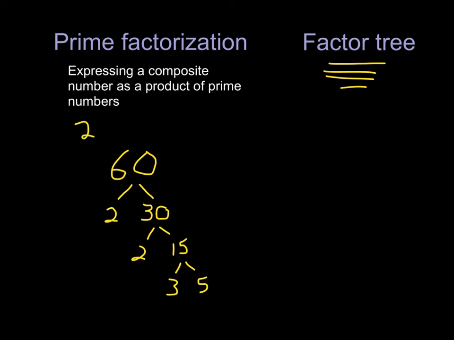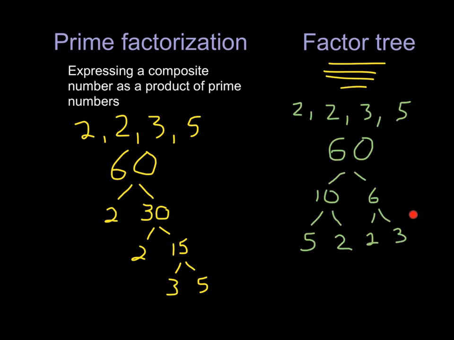Now I could check that by multiplying these. So let's just try it. Actually, I'm going to do it this way. I'm going to go 2 times 5 is 10. And then 10 times 3 is 30. And 30 times 2 is 60. So yes, when I multiply those, I get 60. So this is called a factor tree.